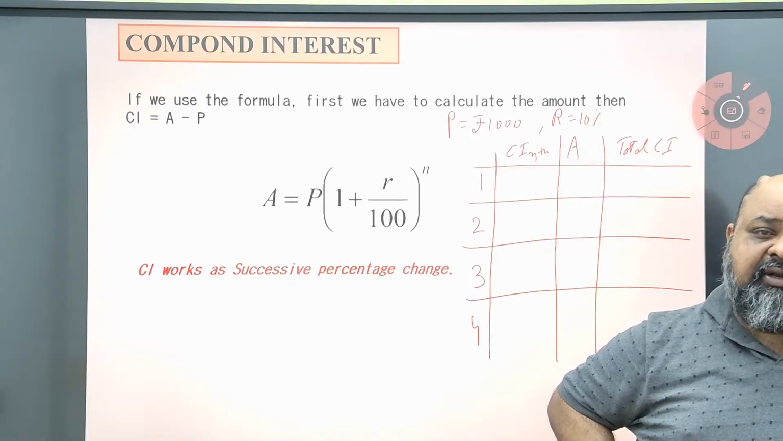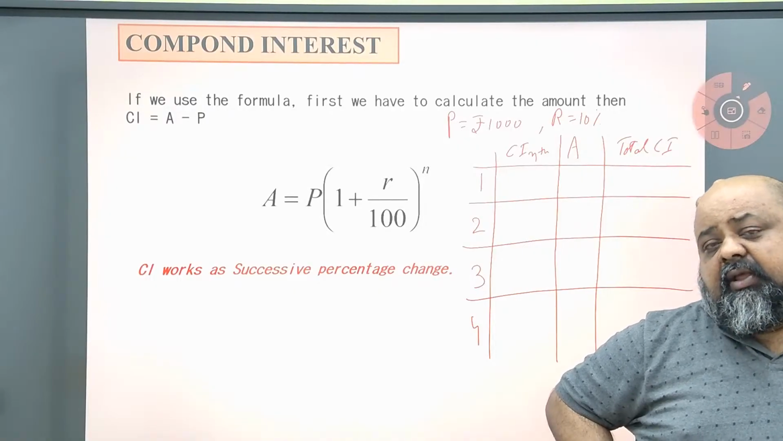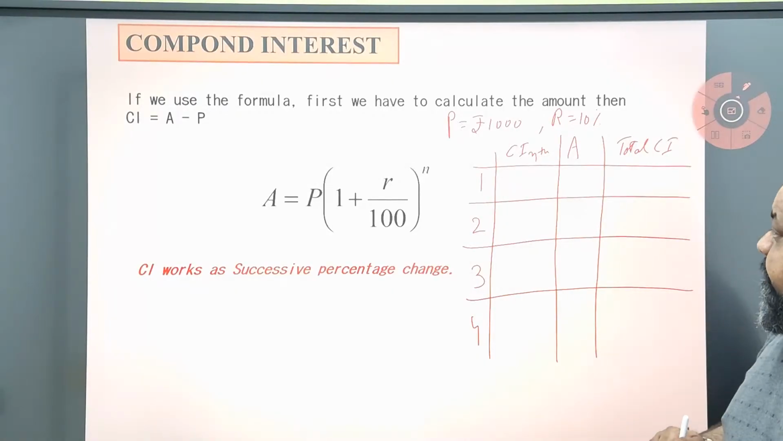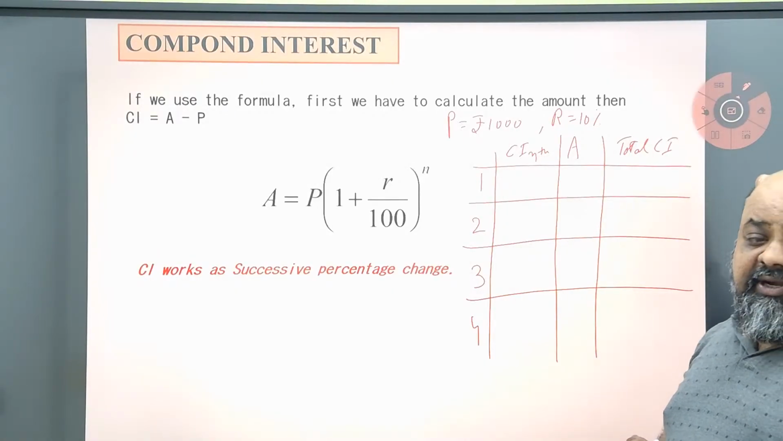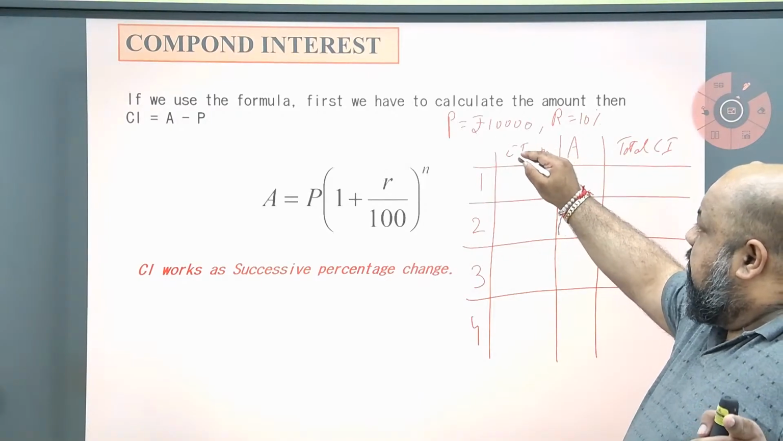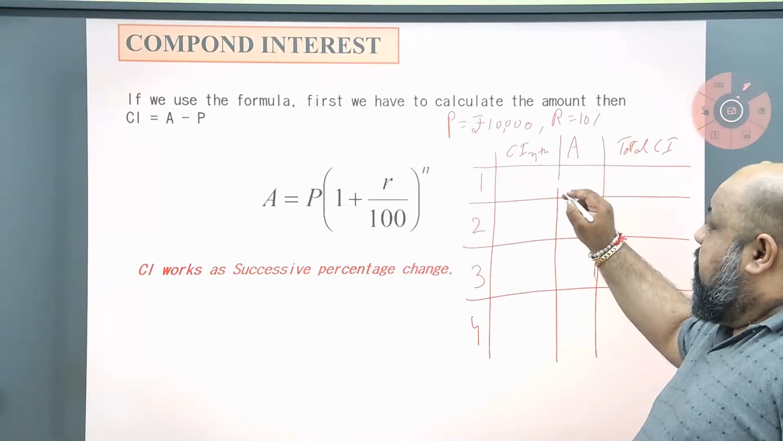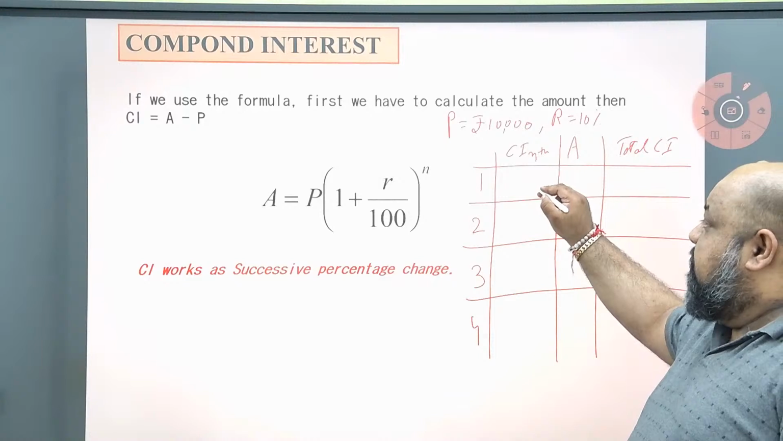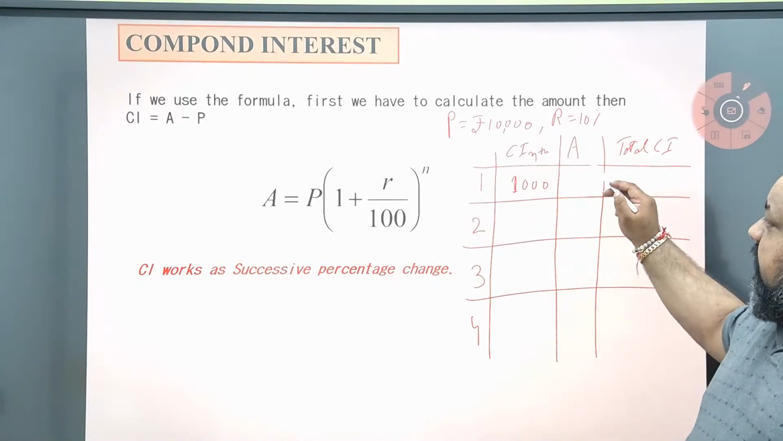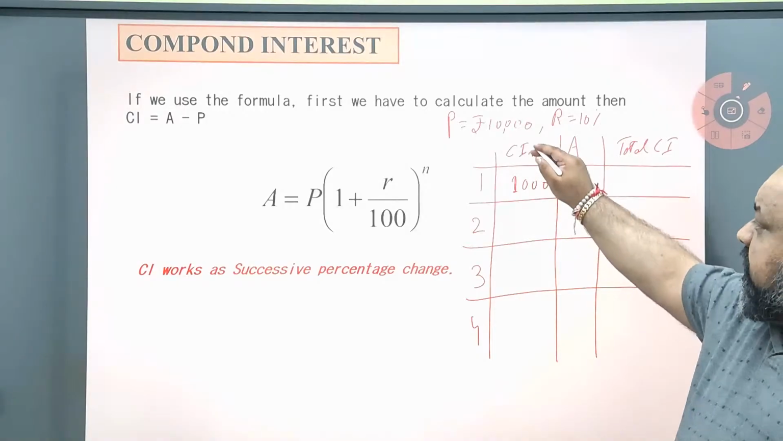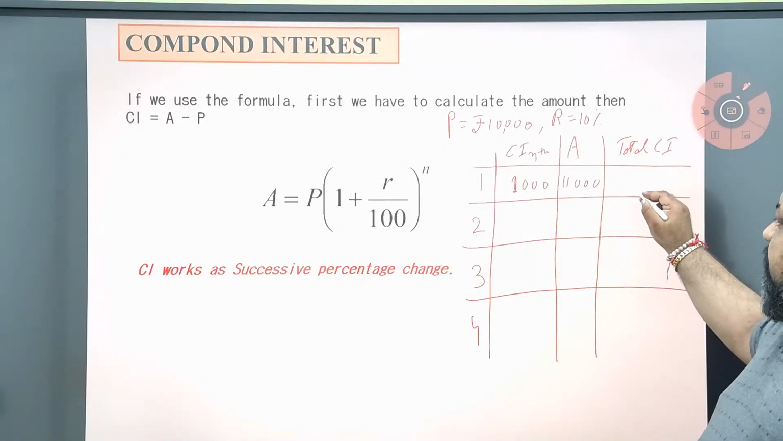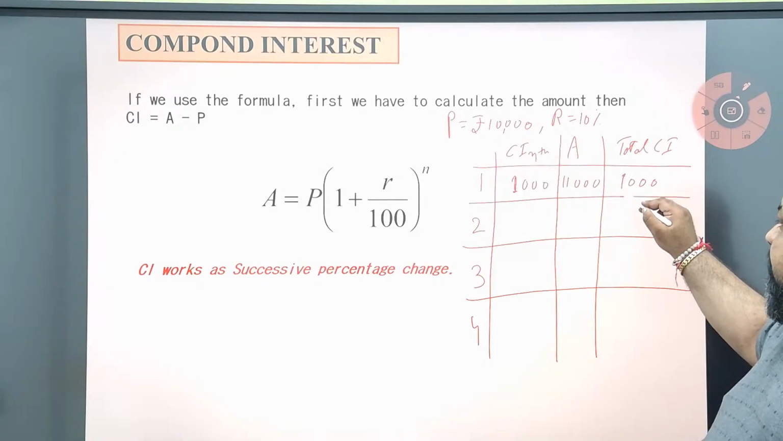So these are the three columns that we are trying to fill. For ease of calculation, I am taking rate as 10%. 10% of anything is simply multiplied by 1 by 10. So in the first year, what I am saying is, principal 10,000, rate 10%. So the compound interest will be 1/10 of 10,000 rupees. Because of this, the amount due will be 1,000 plus 10,000, 11,000. And the total compound interest would be 1,000 rupees till date.